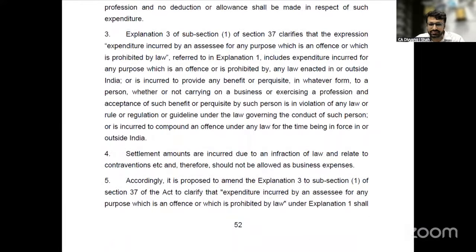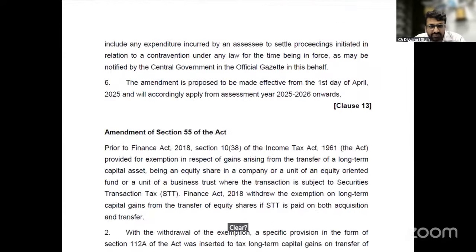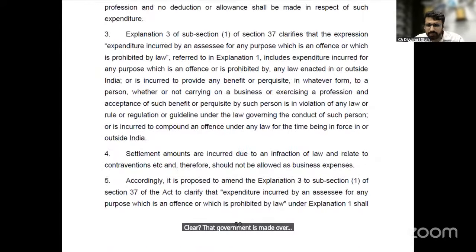Clear that the amendment is made over, but for that they will notify it. This is the amendment. Point number 5.